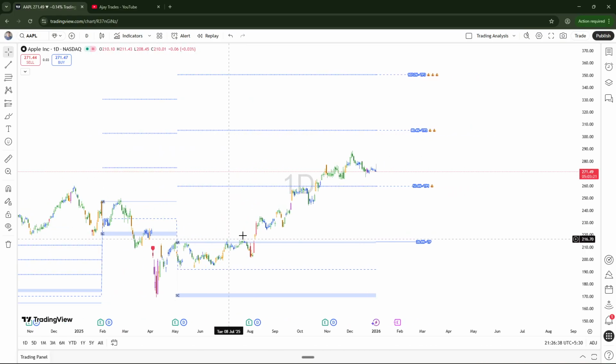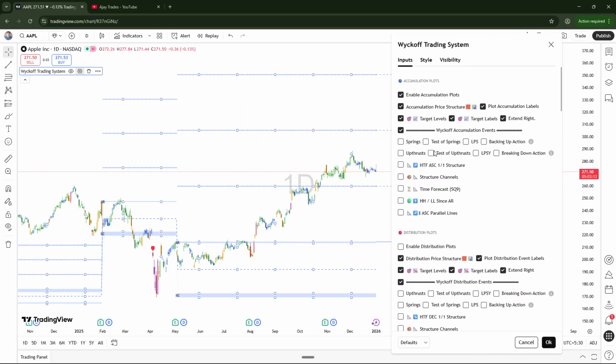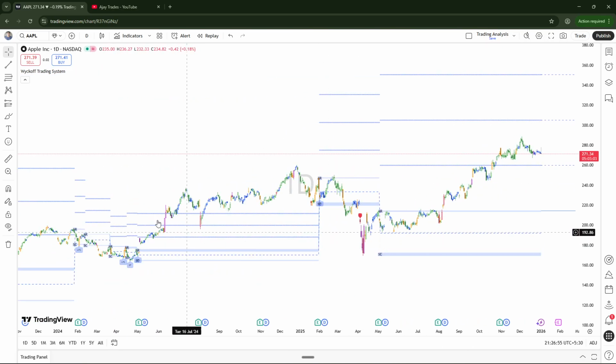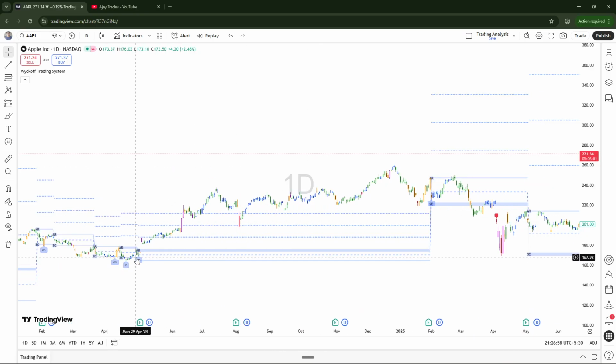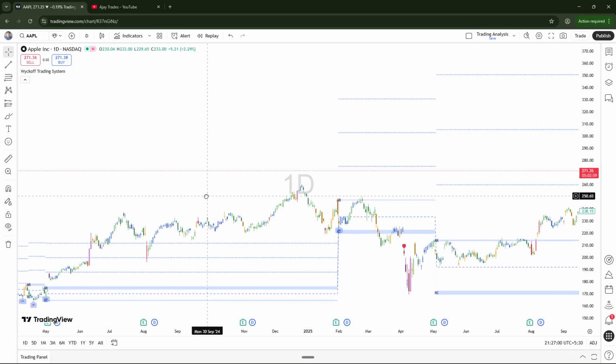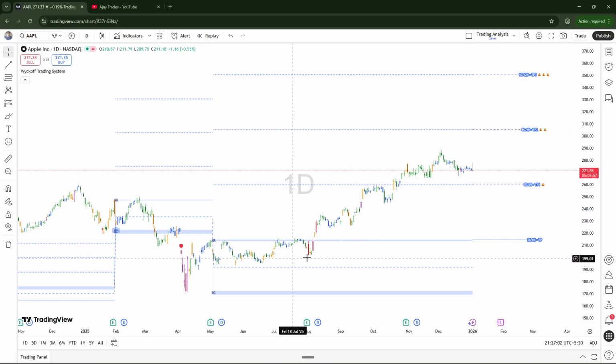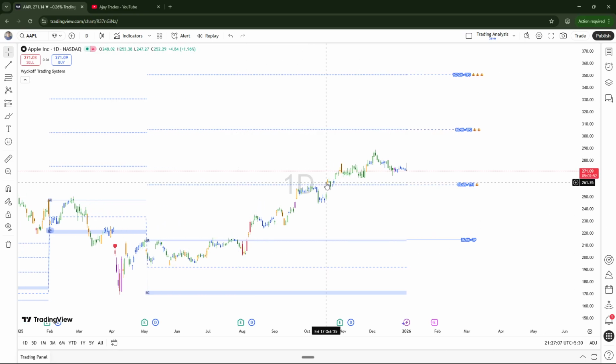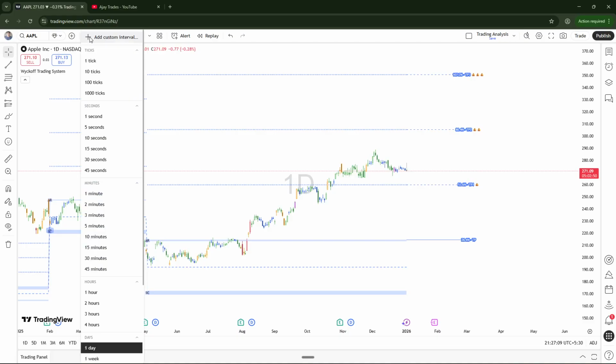So here what we see, I'll go ahead and add some events. If we get some events, I can add springs. Do we get a spring? No. Test of spring, all this stuff. Let's see. Here we see spring, LPS. And here as well there are a couple of events happening, like this breakout, and it hit the first target. And this is on the daily time frame.